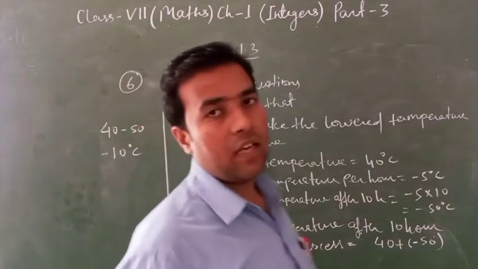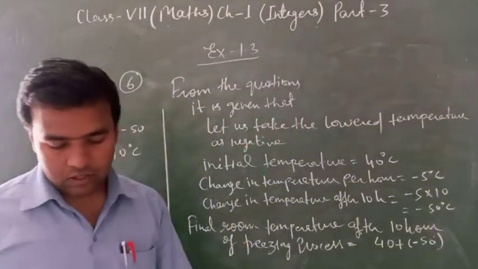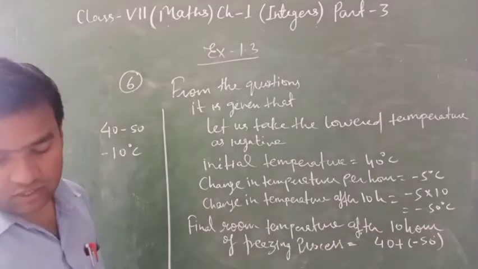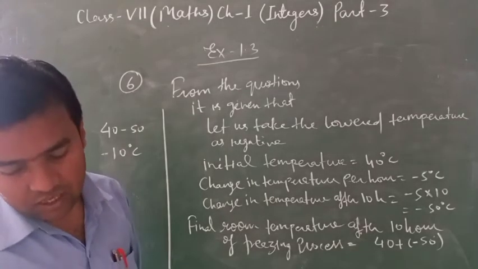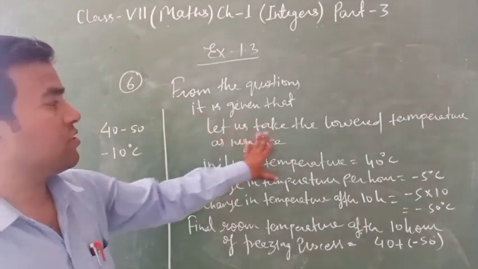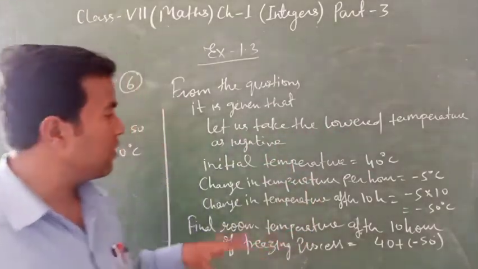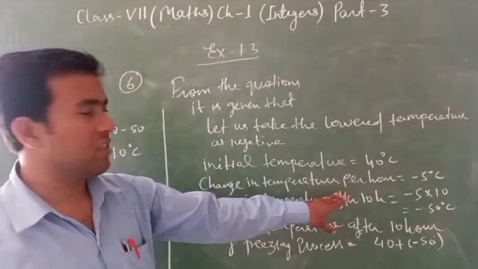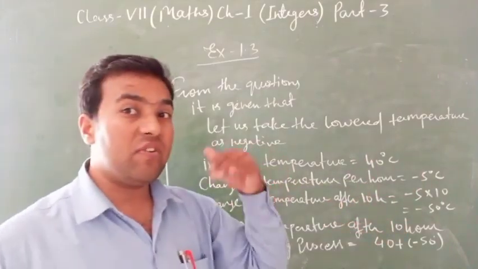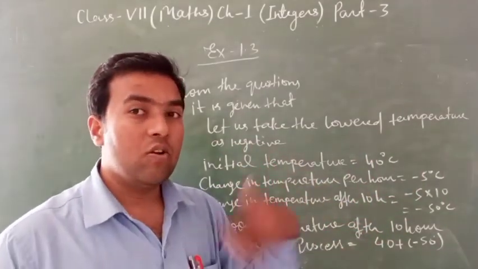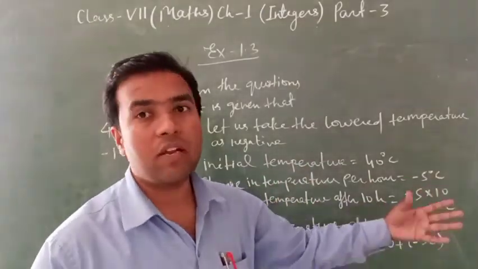Clear? Again I am telling you from the question. The question is telling that a certain freezing process requires that room temperature be lowered from 40 degrees Celsius at the rate of 5 degrees Celsius every hour. So it is given that let us take the lower temperature as negative. The lower temperature we are taking in negative form. Clear? Initial temperature 40 degrees Celsius is given. The change in temperature per hour is minus 5 degrees Celsius, meaning every hour the temperature is lowered by 5 degrees Celsius. So after 10 hours, 5 into 10 is minus 50 degrees.